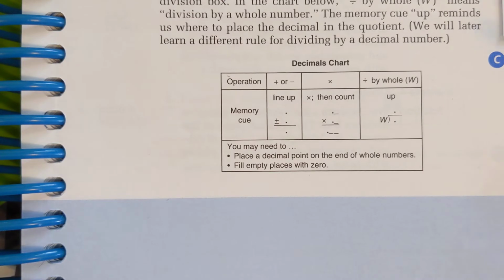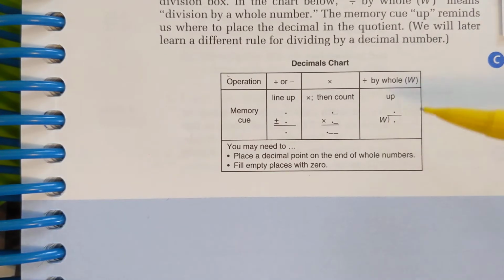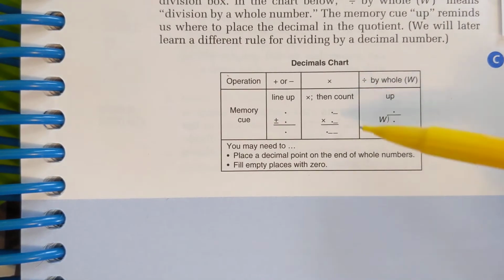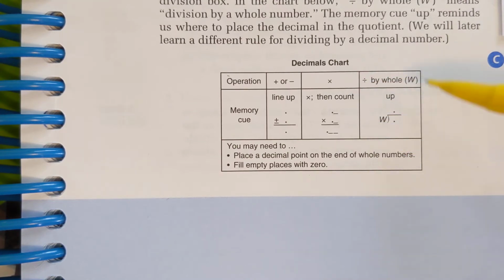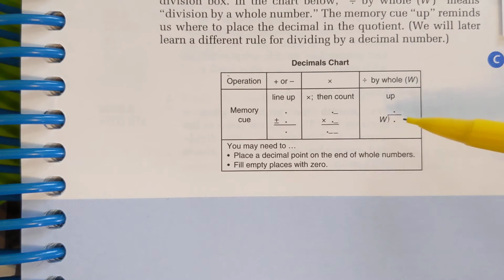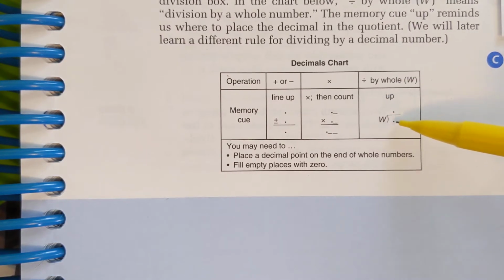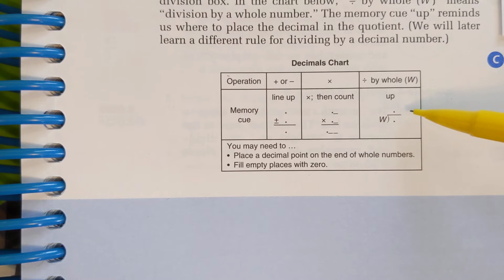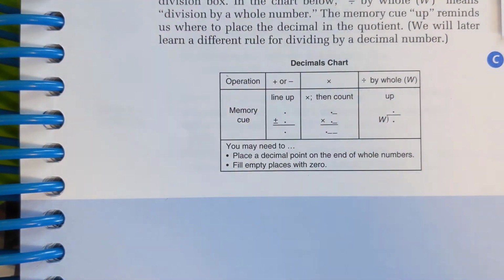Okay, so what we've done is we've added a little cue to our decimal chart here that deals with dividing by a whole number. Our memory cue is up. So if I have a decimal number divided by a whole number, that decimal point is going to go straight up in my answer. This also shows the importance of making sure that I'm putting my numbers where they belong when I'm doing my division, so the decimal point is in the right place.